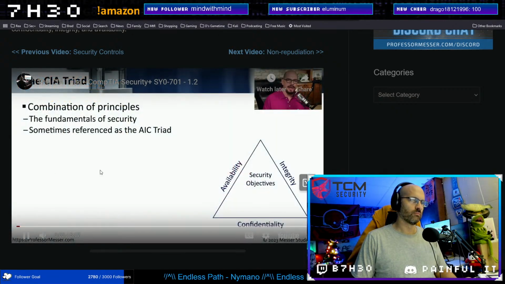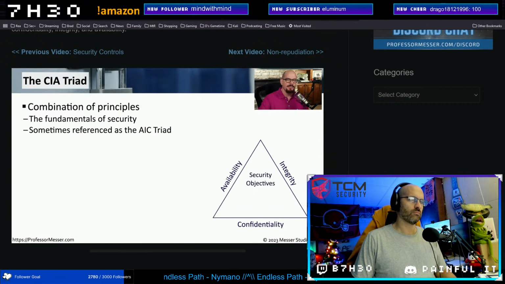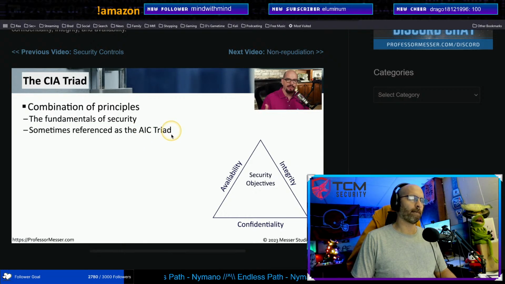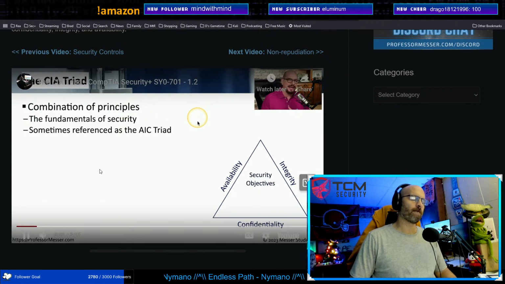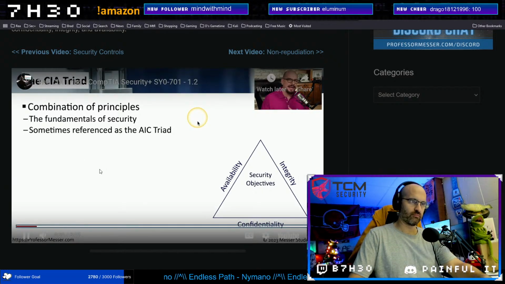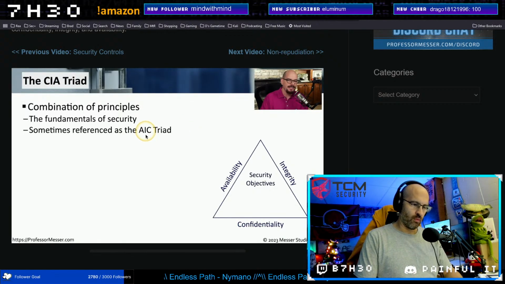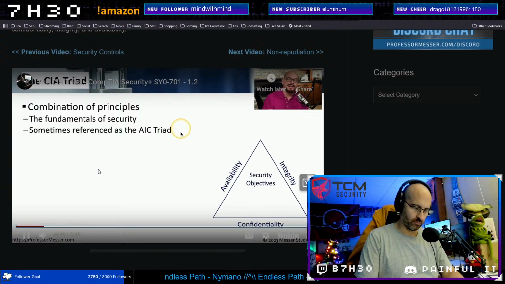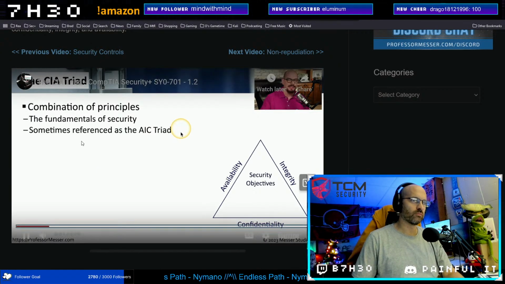The CIA triad is an easy way to remember the fundamentals of IT security. Sometimes you'll see this referred to as the AIC triad to differentiate it from the federal organization in the US called the Central Intelligence Agency. But since it's so easy to remember CIA, we often refer to the CIA triad instead of the AIC triad. But keep in mind that the CIA triad has nothing to do with the CIA being the Central Intelligence Agency.